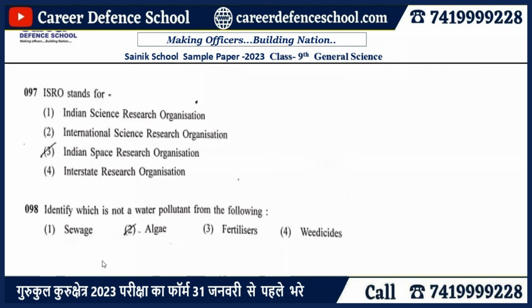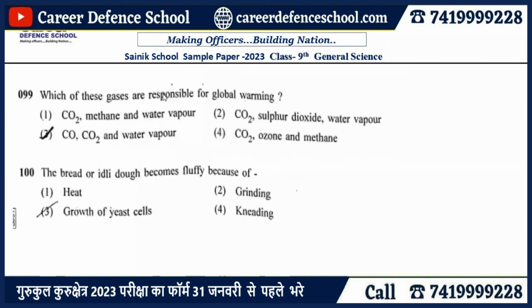Next question is: which of the following gases are responsible for global warming? This is a very repeated question. Options include carbon dioxide, sulfur dioxide or water vapor; carbon monoxide, carbon dioxide, water vapor; carbon dioxide, ozone or methane. So responsible for global warming are carbon dioxide, methane and water vapor.